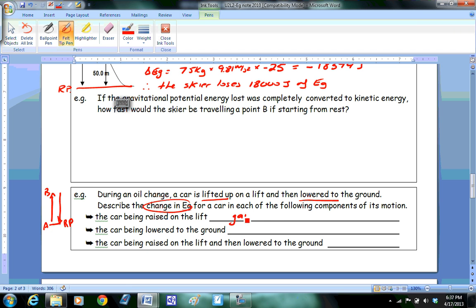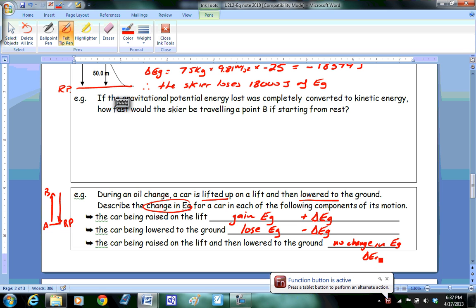It's going to gain EG. In other words, we're going to have a positive change in the gravitational potential energy. As we're lowering the car, you're going to lose EG, and we're going to have a negative EG change. And when you look at the whole situation going up and then back down, the car ends up at point A again. So for the whole up and down lifting motion, there is no change in EG. In other words, the EG change is 0. Okay? All right, so that's about it for gravitational potential energy.